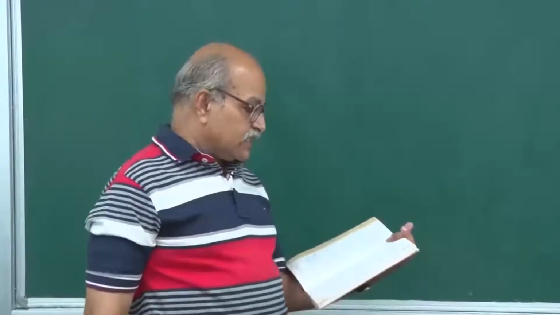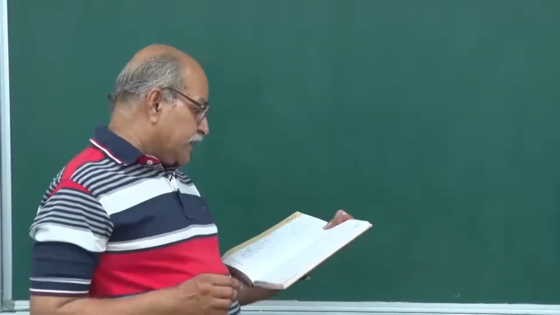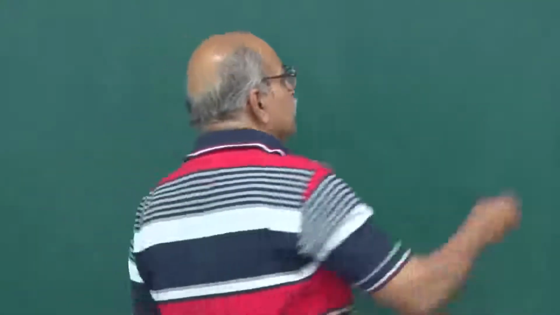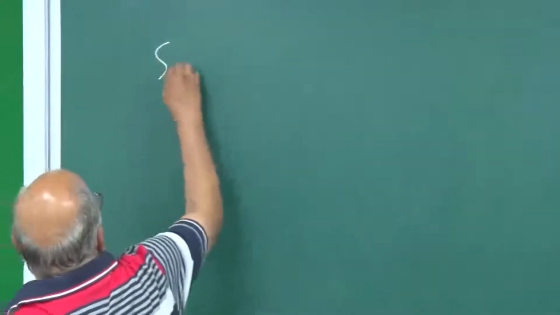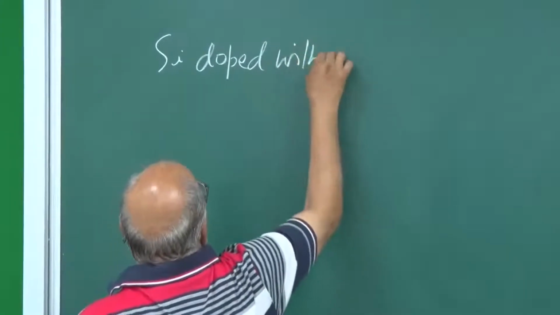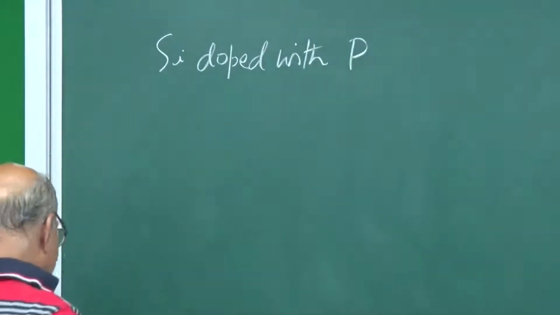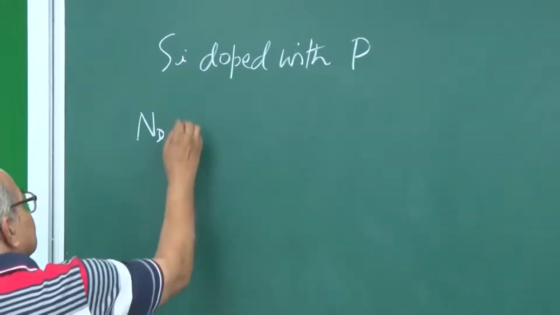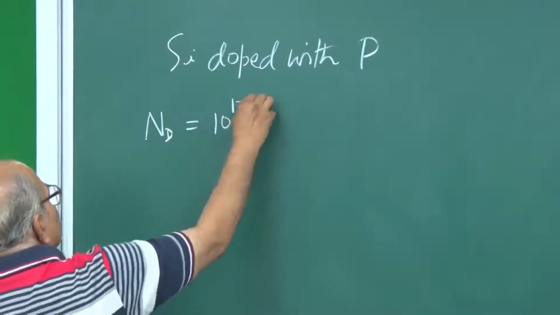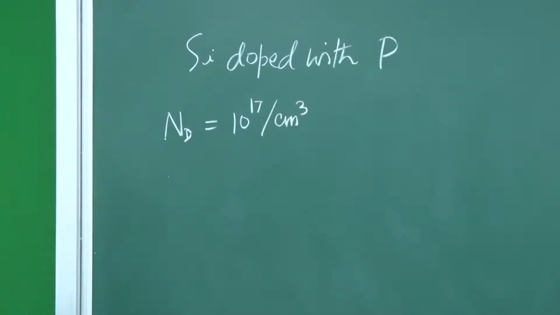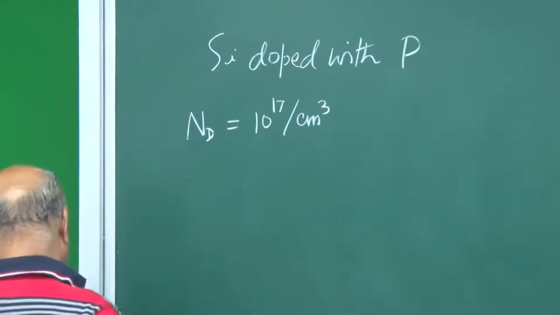Now the next question says that you have silicon which is doped with phosphorus. Okay, so silicon doped with phosphorus, and the data given are Nd. What is Nd? 10 power 17 per centimeter cube. This is the number of donor ions per centimeter cube, ND, the concentration of donor ions.